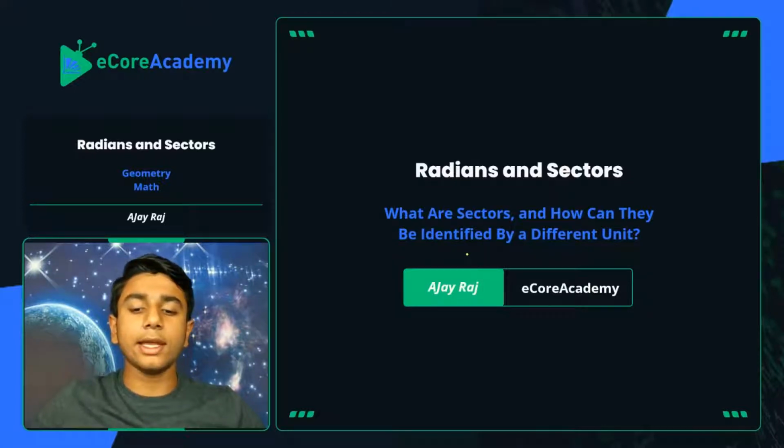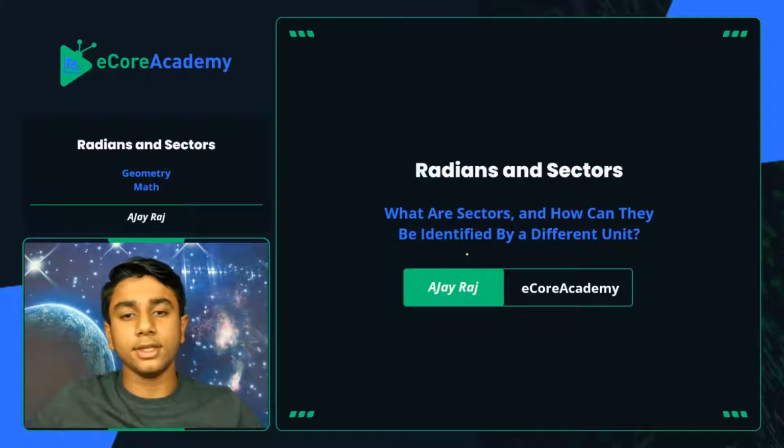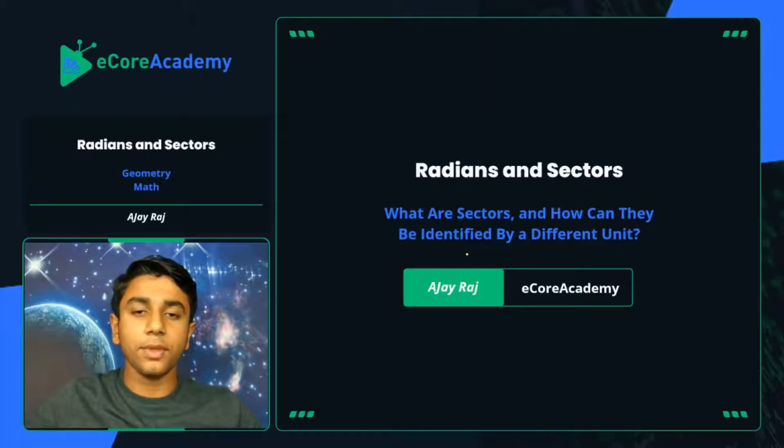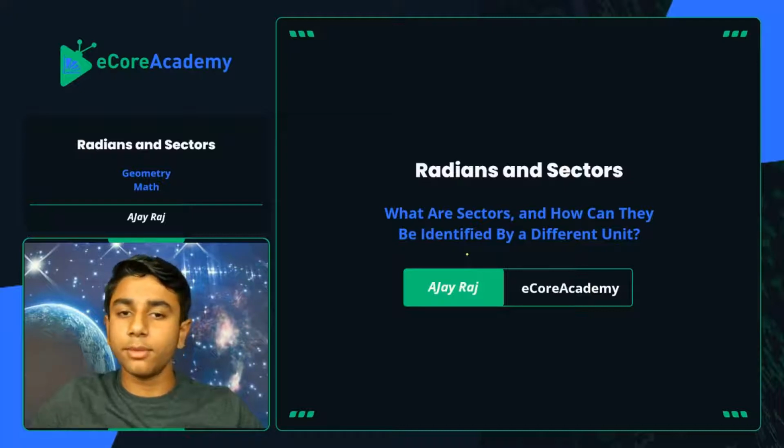So today we're going to be looking in depth at what sectors are in correlation with circles and how exactly they can be identified and measured through a different unit other than degrees. Hint, hint, we're going to be looking at radians today. I'm sure many of you have heard of radians before, but never really went in depth with it, because it's more of a trigonometric function and also a circle measurement as well. So it's a very complex measurement, and it is derived from the circle. So it's of utmost importance that we go over it and look at it today. So let's jump right into it.